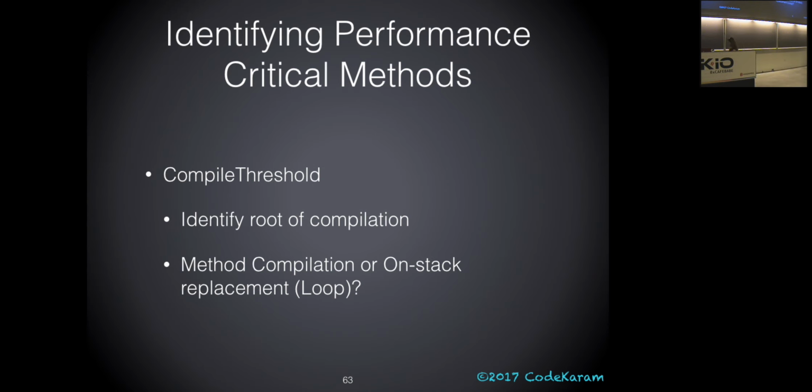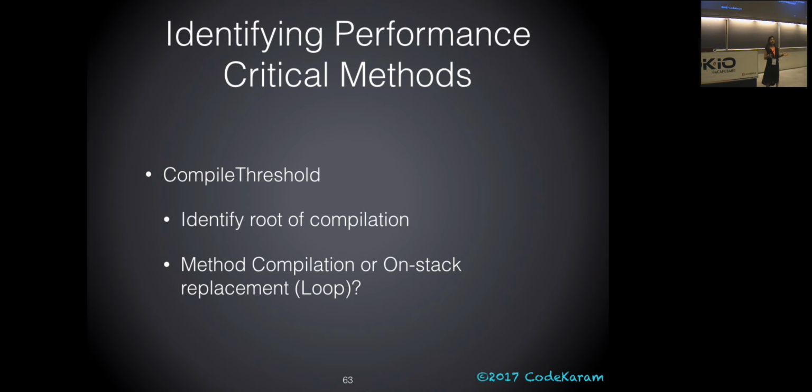The idea is very simple. HotSpot will identify performance-critical methods, and the way it does that is with a compile threshold. So it'll try to identify the root of compilation and maybe try to JIT from there, from the root of compilation, or just the method itself.